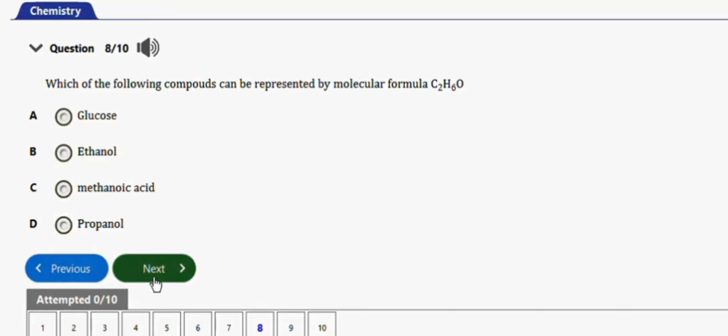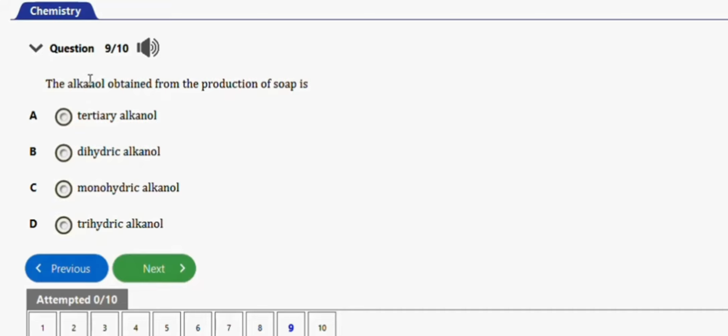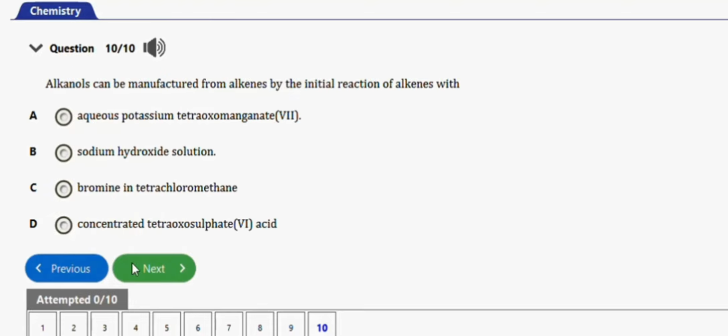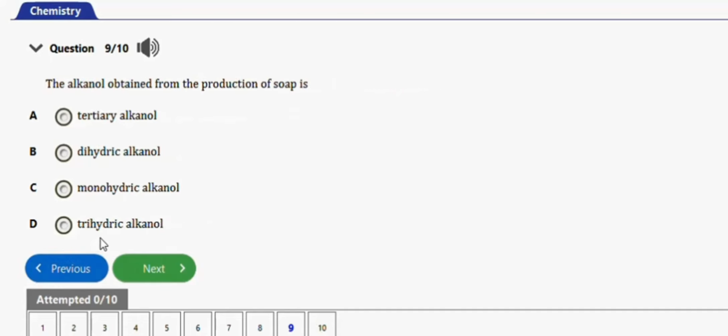Alright, the next question will be this one. It says, the alkanol obtained from the production of soap is, so guys, take note of this question, trihydric alkanol. Alright, very important. So this is trihydric alkanol.